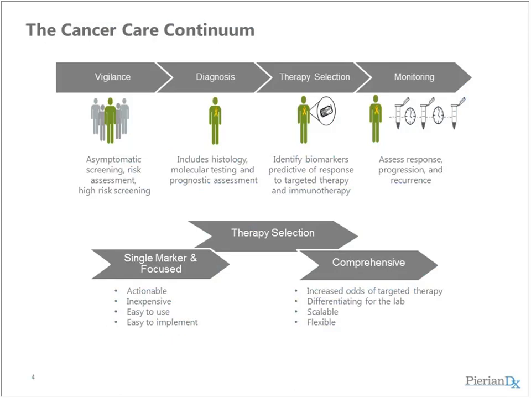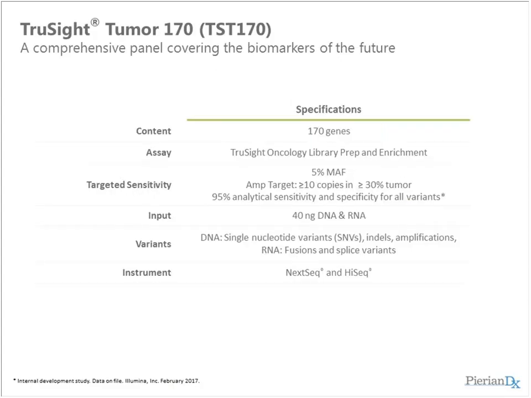This slide really just briefly talks about the cancer care continuum with respect to laboratory testing, which is where I'll focus down at the bottom, where the trend is to move from very focused single marker testing to more and more comprehensive panels, and we'll talk about one of those comprehensive panels today. The assay we'll focus on is the Illumina TruSight Tumor 170 assay, and the content of that has about 170 genes, both DNA and RNA-based, including allowing for low DNA input as low as 40 nanograms. It does cover SNVs, indels, copy number variants with respect to amplification, and gene fusions using the RNA-seq results. This assay can obviously be run on the NextSeq and HiSeq instruments.